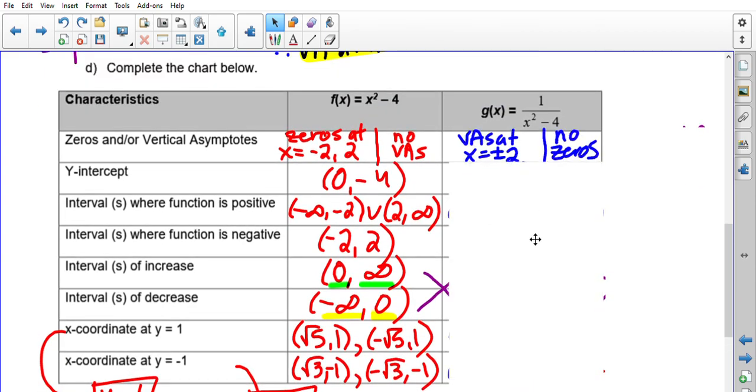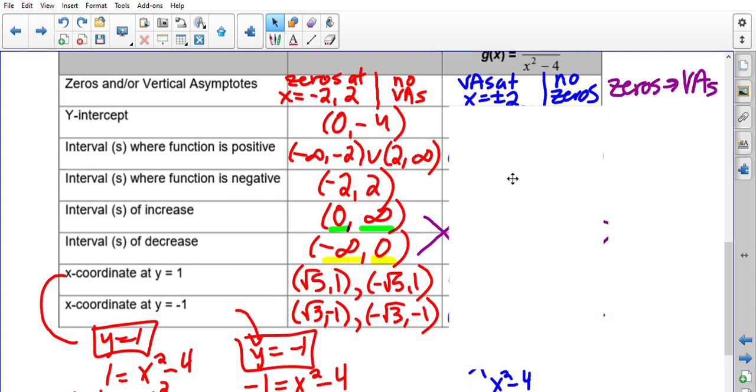So we know it has vertical asymptotes at x equals plus or minus 2, and no zeros because there's a horizontal asymptote. What we notice again here is that the zeros of the original became the vertical asymptotes of the reciprocal. So that's very similar to the previous example.